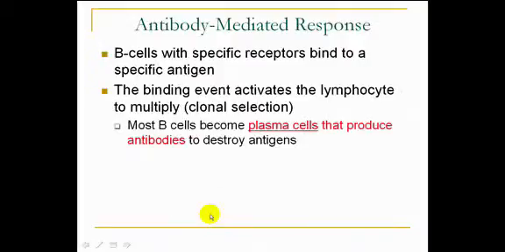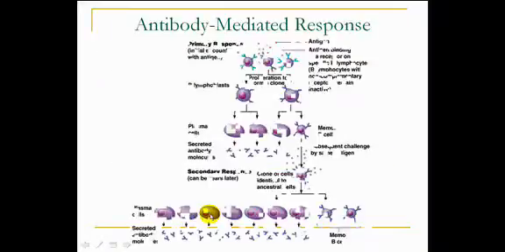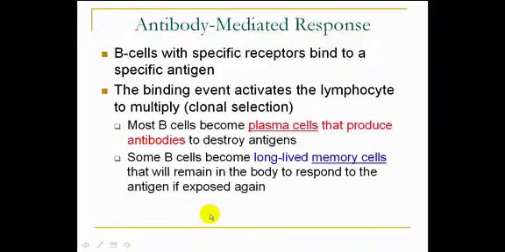So now what we're going to do is look at the difference between the antibody-mediated response and the cell-mediated response. The antibody-mediated response is triggered by B cells. B cells have a specific receptor to bind a specific antigen. When they bind that antigen, it will trigger the B cells to multiply. And this is called clonal selection.